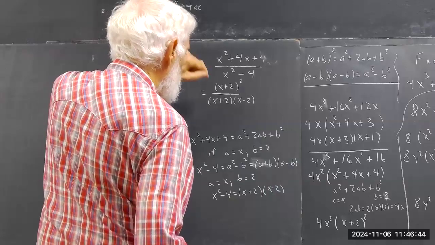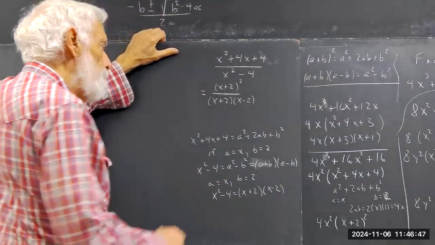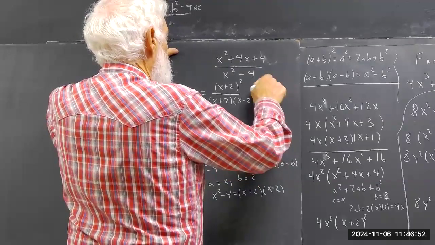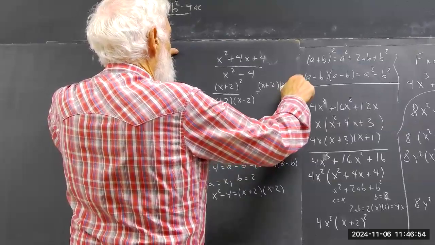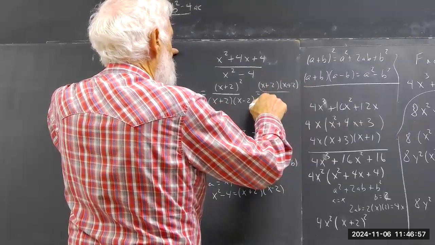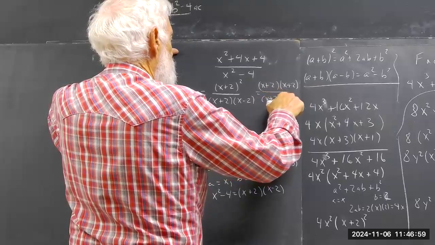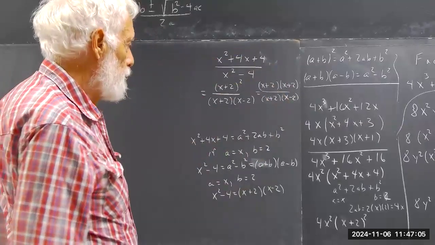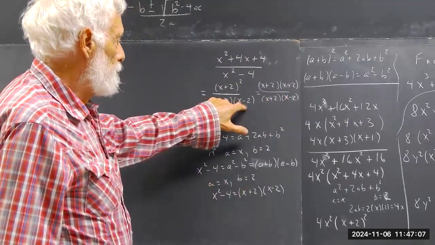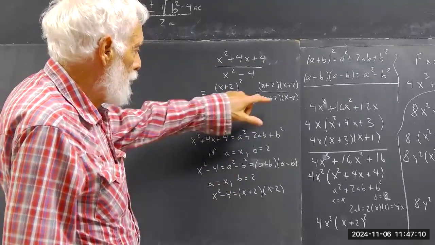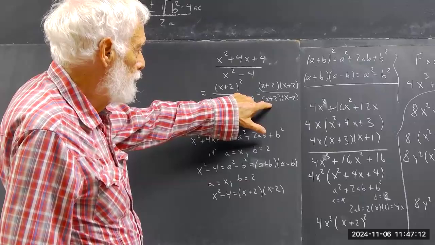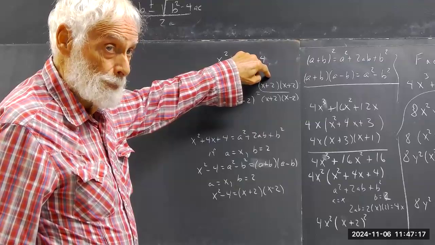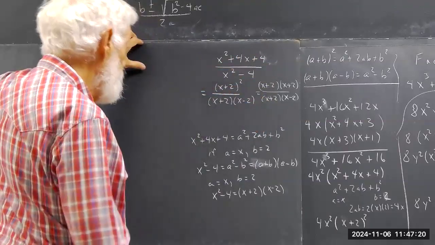Well, x plus 2 squared can be written as x plus 2 times x plus 2. The denominator is x plus 2 times x minus 2. This x plus 2 divides one of these x plus 2s. It doesn't matter which one, we'll just divide this one into this.